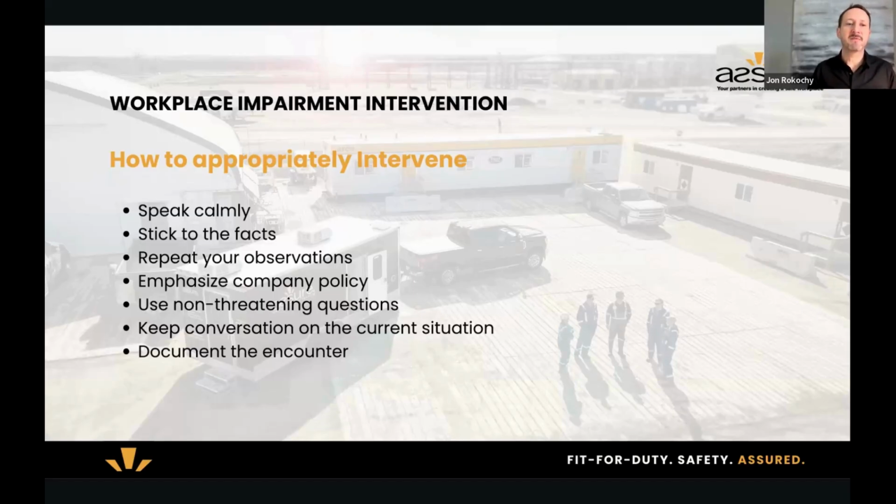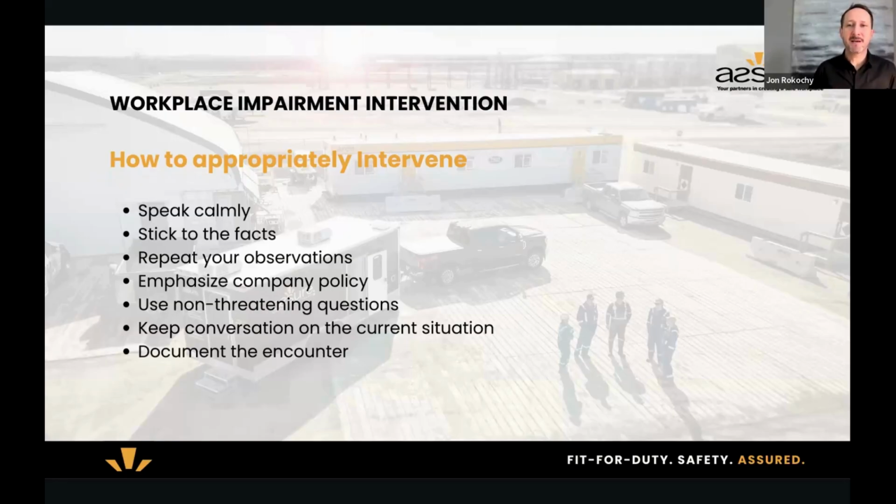You're going to repeat your observations. You're going to emphasize the company policy. And why that one's important is you want it to be clear that I'm pulling you aside to talk to you about this because as a manager here at this company, part of my job is to enforce the policy. That's why we're talking about this. That's why I'm requesting a reasonable cause drug and alcohol test, if that's the decision that the two of you supervisors make at the end of this.